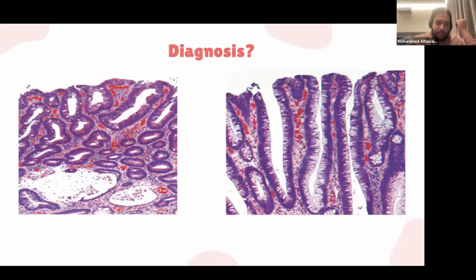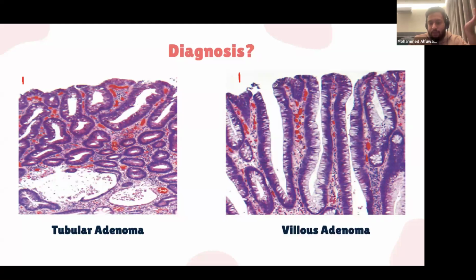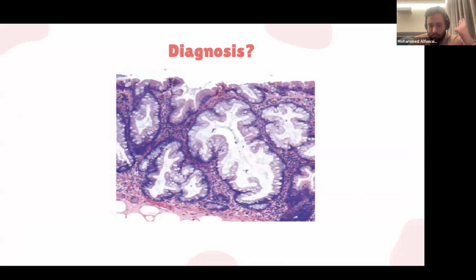Now, this one over here, what type is it? Is it tubular or is it villus? Tubular pattern, good. Tubules, okay? This one, villus, okay? Perfect. And that's it. Which one is worse? As we mentioned already multiple times, villus is worse. How about this one?